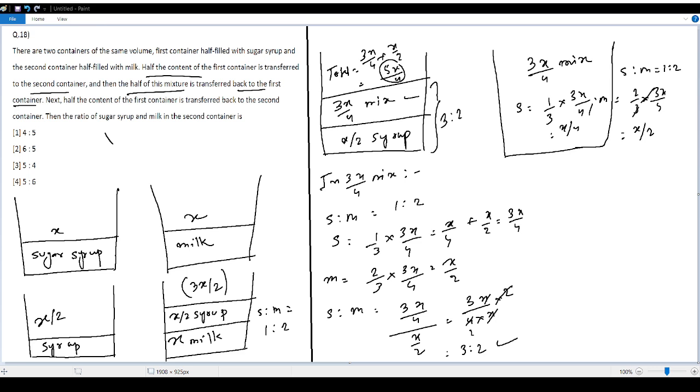So now this half has gone there. That means 5x by 8 has come up, plus what was initially there? 3x by 4 was there, right? So that gives me 11x by 8 amount of mixture over here. Maybe we didn't need to find out 11x by 8. Now in this, what is the amount of syrup then?